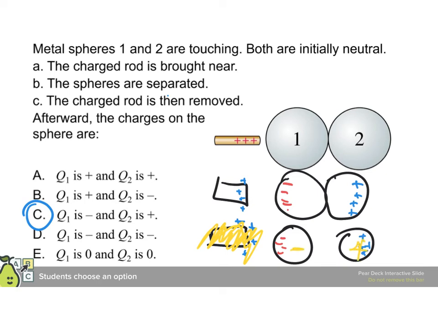positives over here. This again is a case of charging by induction. We haven't really created charge, but we forced their separation, and now they're on isolated objects that we could treat as positive or negative objects.